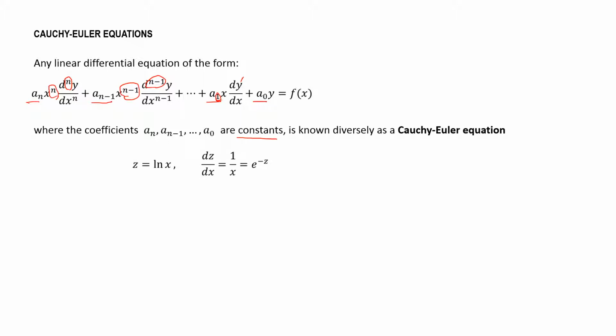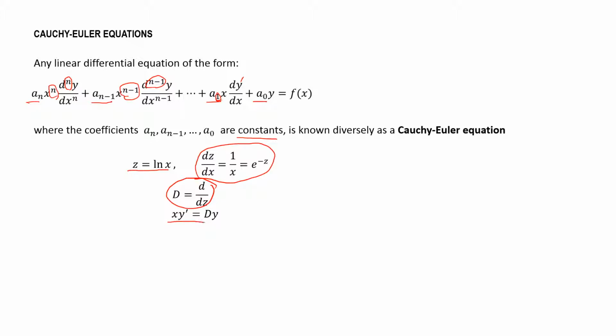Now, these are the transformations that we're going to do. Our c is ln of x, and dc/dx is the same as 1 over x, which is the same as e to the negative c. And we define the operator D as the derivative with respect to c. So these are the formulas that we will have to apply, and this can be derived.